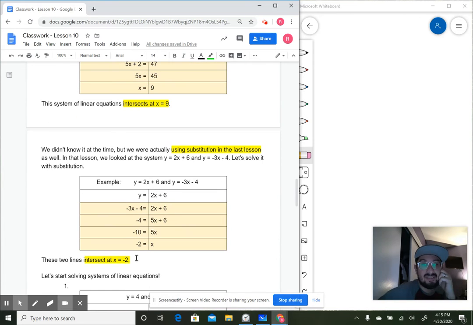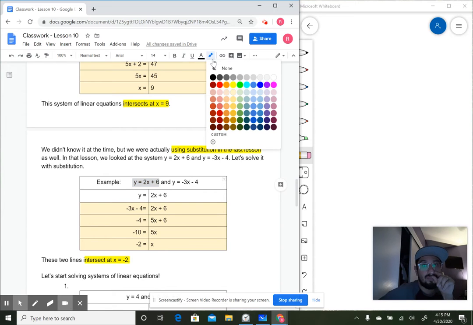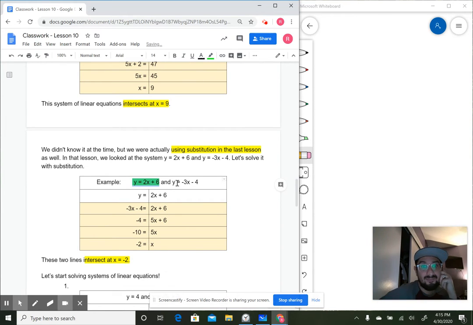We didn't know at the time, but we were actually using substitution in the last lesson as well. In that lesson, we looked at the system y equals 2x plus 6 and y equals negative x minus 4. Let's solve it with substitution. So before, we would just say y equals y and solve it like that. And we're going to do the same thing, but we're going to make the substitution clearer.